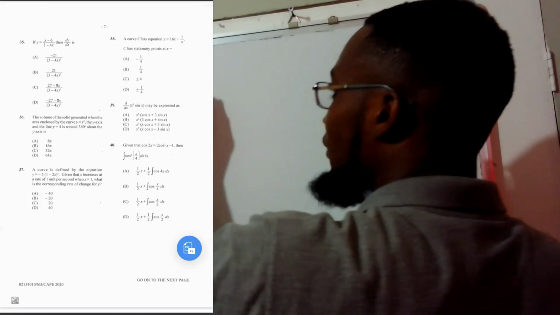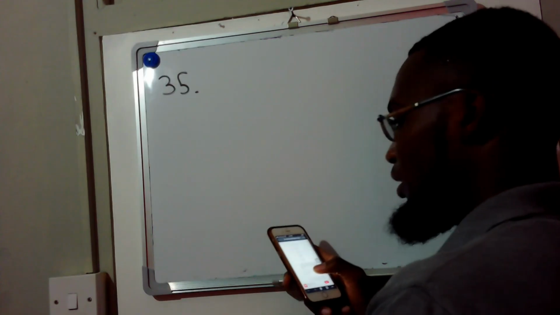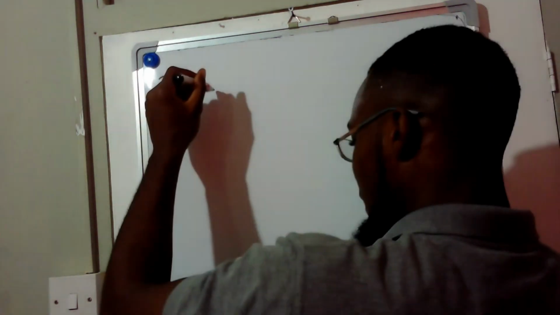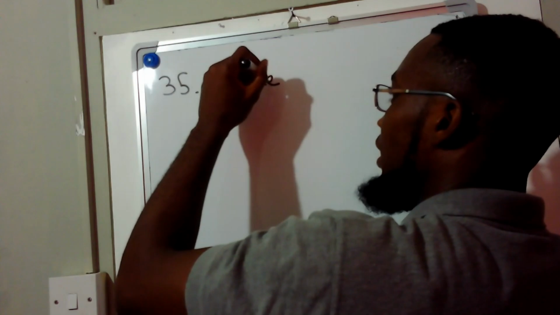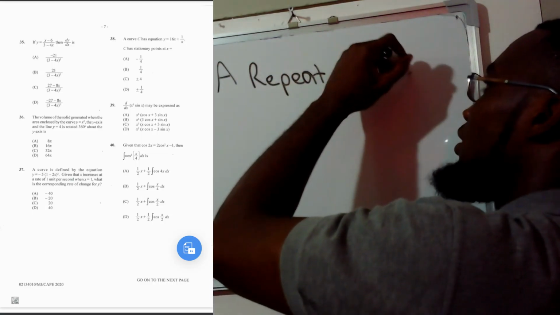Number 35, it says y is equal to something. Oh, this is a repeat. This one was option A. This is a repeat. This comes up like every year. This repeats from 2015 to 2017.